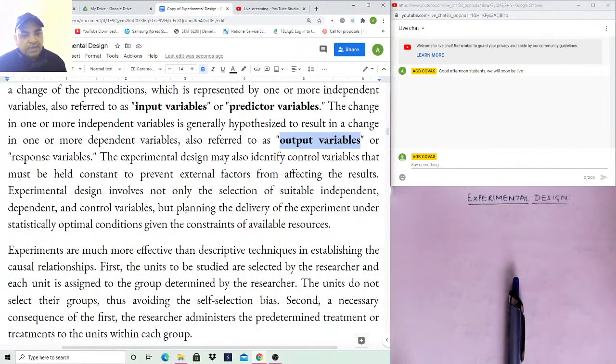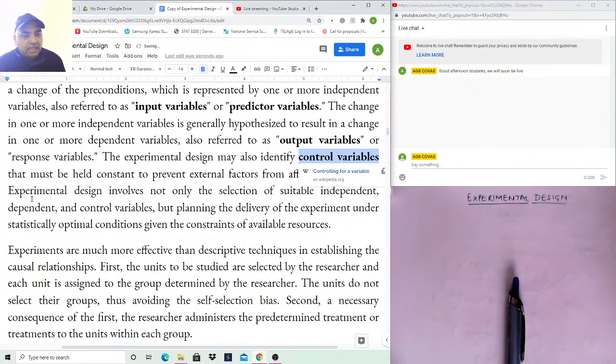The experimental design may also identify control variables. These are variables that must be held constant to prevent external factors from affecting the results. So control variables are those which can be termed as the external factors that can affect your results.